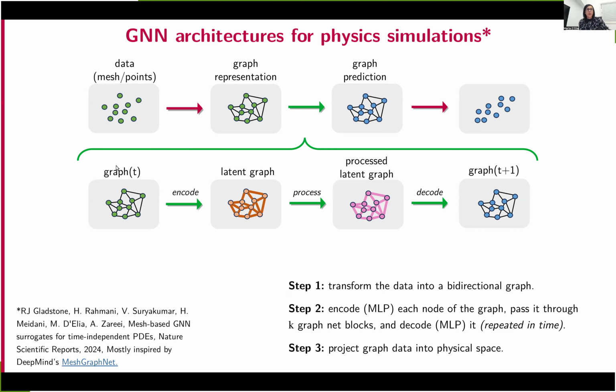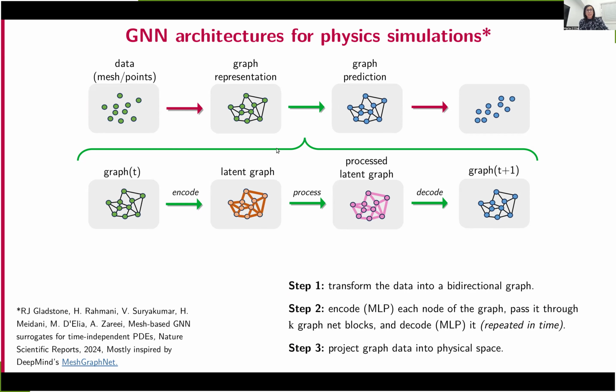Starting from mesh data or point clouds, we go to a graph representation. This is very easy when it comes to some specific discretizations. If you think of P1 finite elements, there is a one-to-one connection between the mesh and the graph. When it comes to point clouds, we have to build the graph, and there are many ways to build graphs out of point clouds. Then we process the data, obtain a graph prediction, and go back to the original data format.